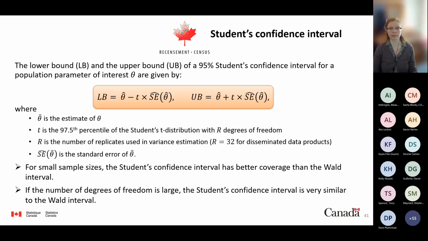For small sample sizes, the Student's confidence interval has better coverage than the Wald interval. And another property of this interval is that when the number of degrees of freedom is large, the Wald and the Student's intervals will be very similar.